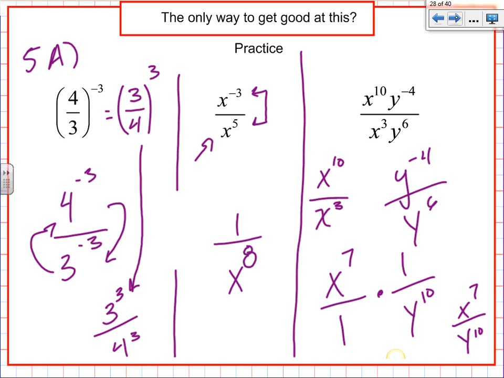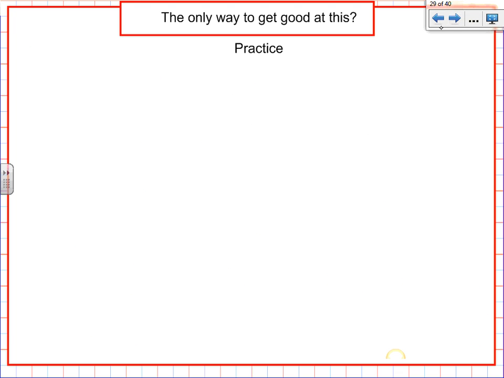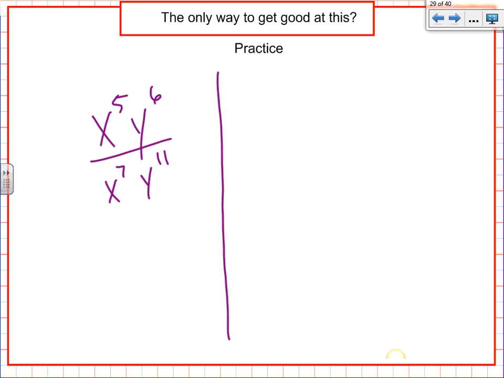All right, so I'm going to give you 2 more problems that I want you to try and figure out. You can pause the video and work on them. Try x to the 5th times y to the 6th over x to the 7th times y to the 11th. And try y to the negative 3rd over y to the 12th. All right, now would be a good time to pause the video.